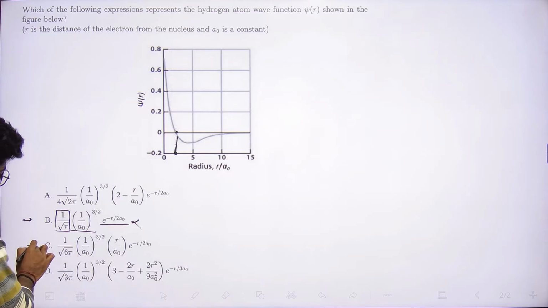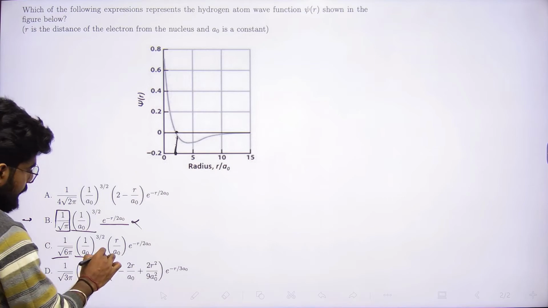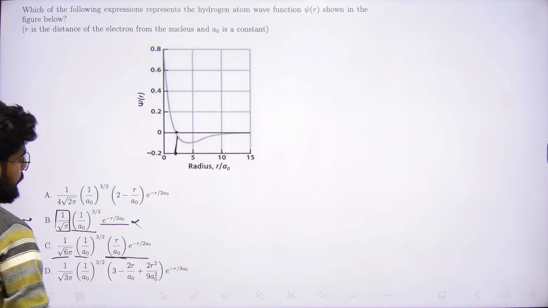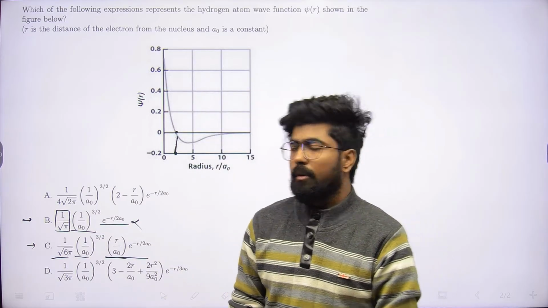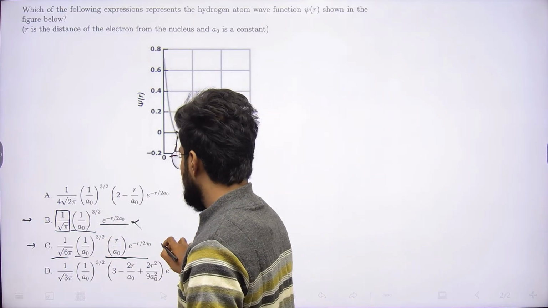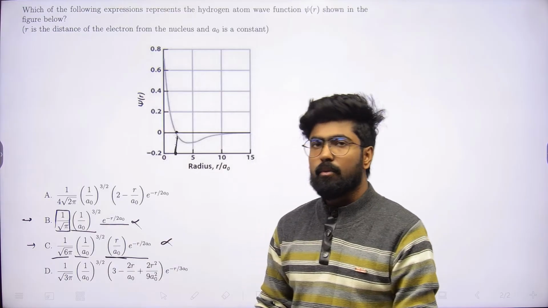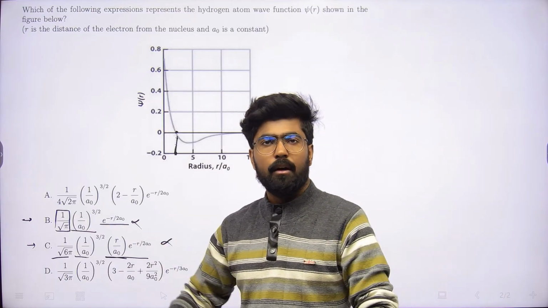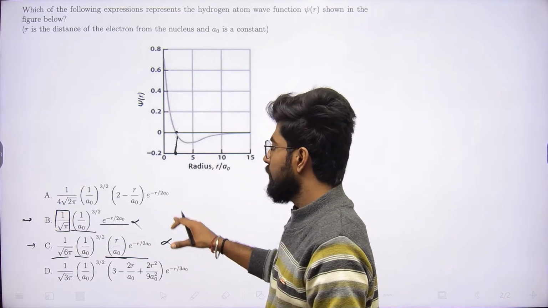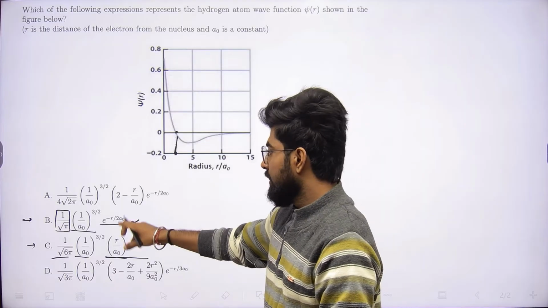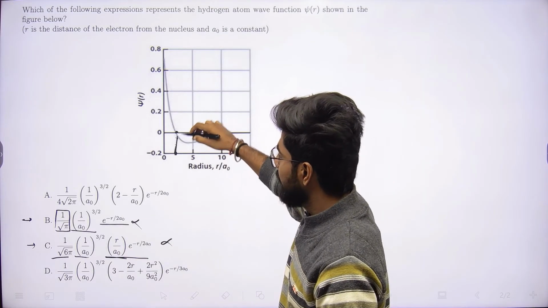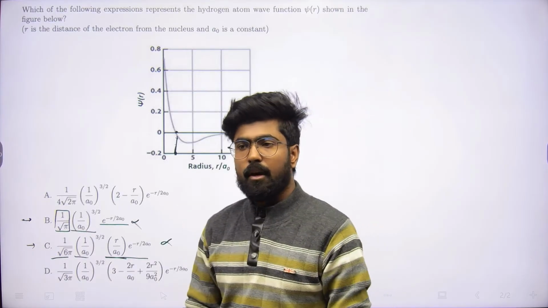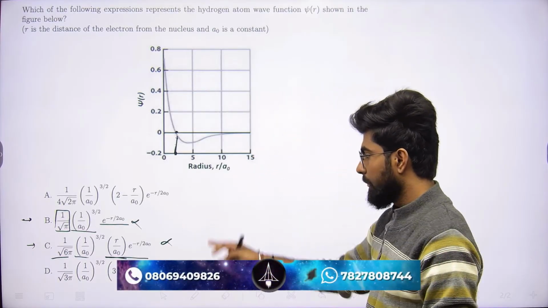Now option C, can this be 0? No. Can this be 0? No. Can this be 0 as a whole? No. Again, because it is an exponential factor, it cannot be 0. So basically these two equations clearly cannot give 0 wave function for any value of r by a naught. Means these two equations do not follow this node or this graph. Now the only left candidates are A and D.